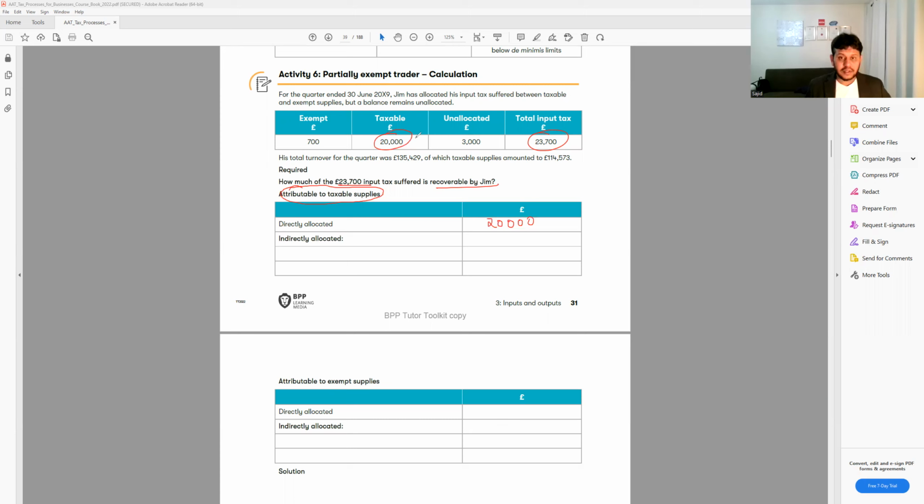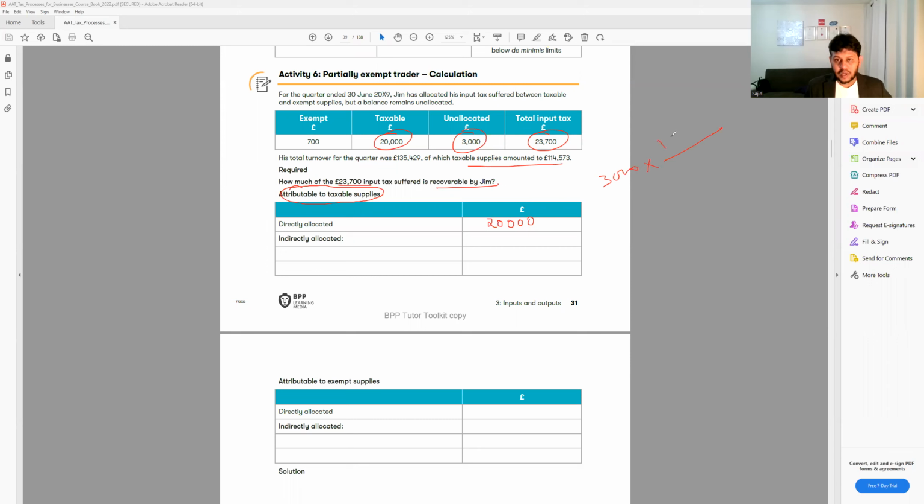I have 3,000. This 3,000, I don't know how much will be taxable, how much will be exempt. For that reason, you have to use that formula. Remember the formula we checked before. So what is the formula? This is the amount 3,000, and we have to do times, on the top will be the taxable supplies.